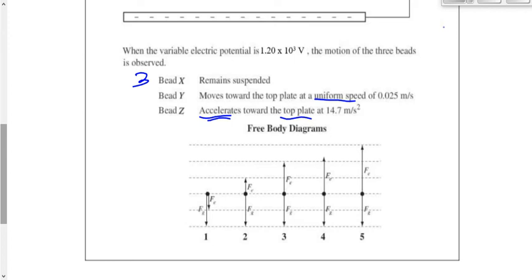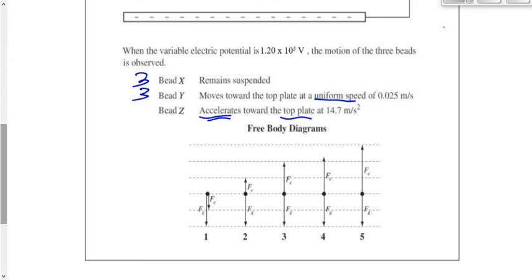Y moves toward the top plate at a uniform speed or a constant speed of 0.025 meters per second. The actual value of the speed is really irrelevant, right? Moving at a constant speed, that's what's important. What do we know about the forces when something moves at a constant speed, either up or down? Joshua? They're equal to each other. Good. They're going to be balanced again. So this one would be 3 as well.